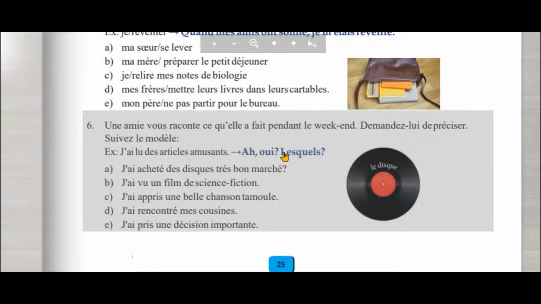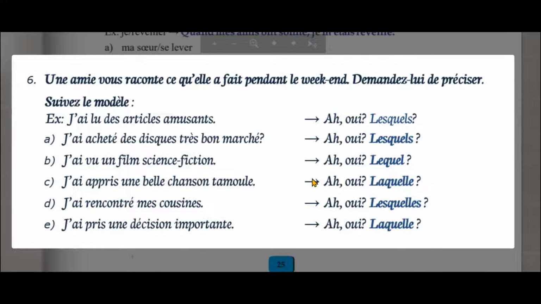So you must have already known the four different forms of the interrogative pronouns. So these are all called interrogative pronouns. When it's masculine plural, you're going to use lesquels. Articles, masculine plural. That's why I'm making use of lesquels. Look at the first sentence. I have bought some very cheap discs. Discs, masculine plural. That's why I'm using lesquels.